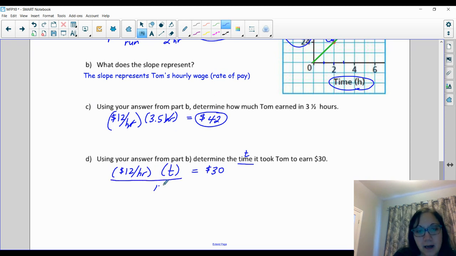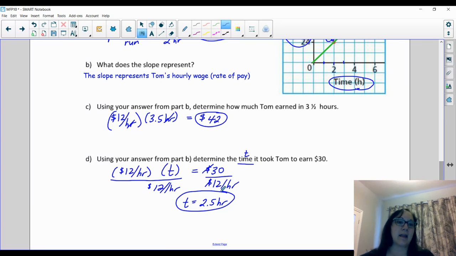To solve for T, I'm going to divide each side by $12 per hour. The dollars cancel. A per hour moves it back up. It's basically on your calculator, 30 divided by 12, and I get an answer of 2.5 hours, which seems reasonable because I knew it had to be less than 3.5 hours. The other thing that makes it reasonable is it's not a negative answer. If I got an answer like he worked -5 hours, well, that should tell you that maybe there's a mistake.